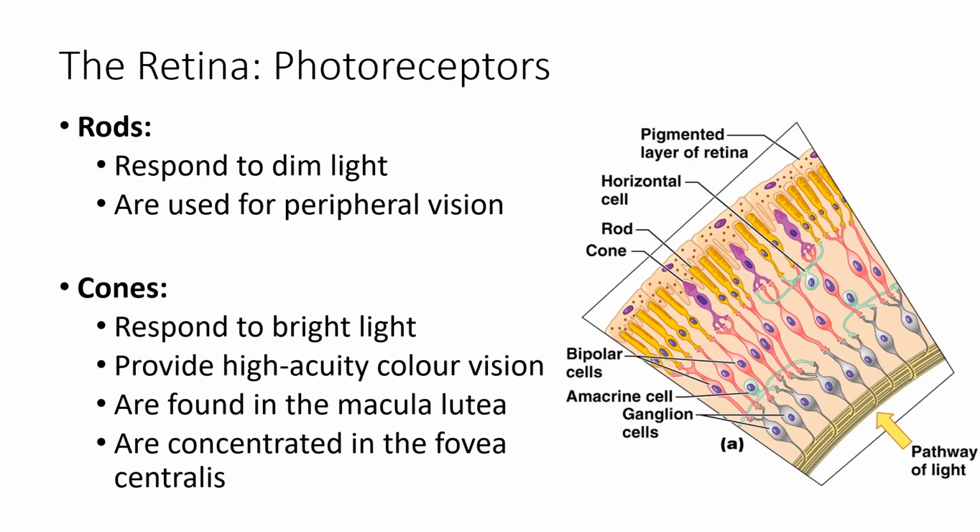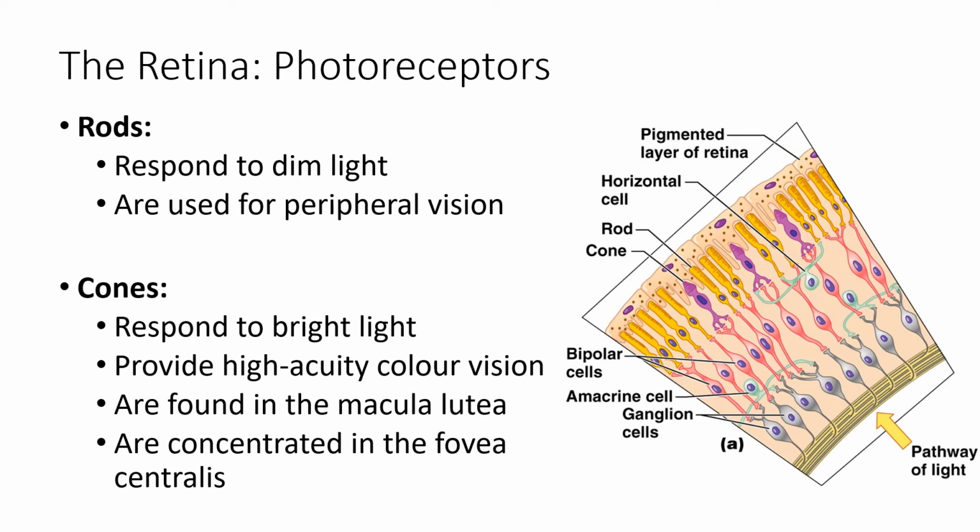Let's take a quick look at photoreceptors. Photoreceptors are sensory cells that respond to photons of light. Now, we're not going to spend too much time on this right now because this is something we'll talk about quite a bit in the next PowerPoint. But we have two types. We have rods and we have cones.